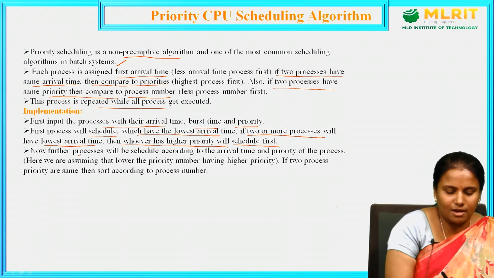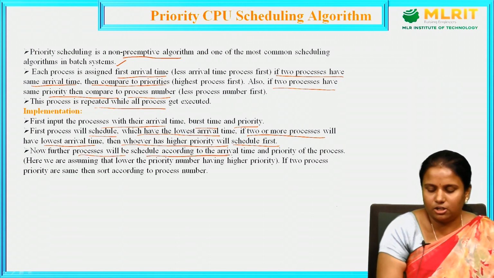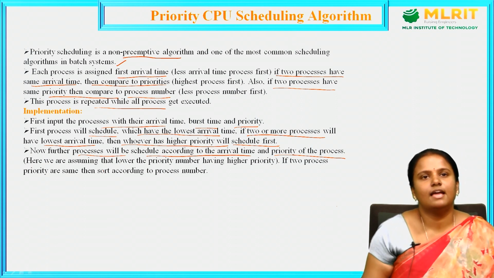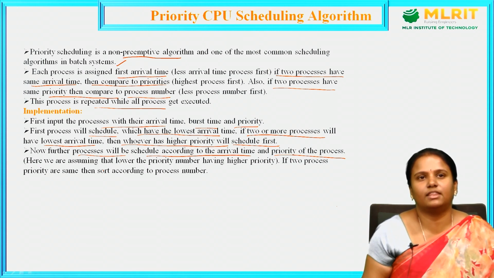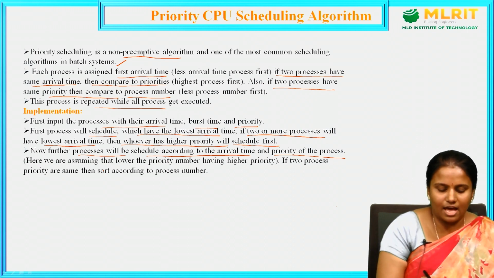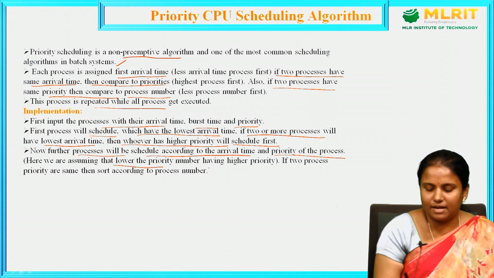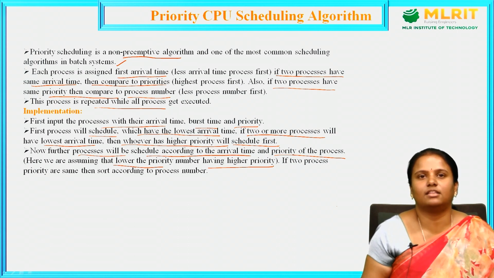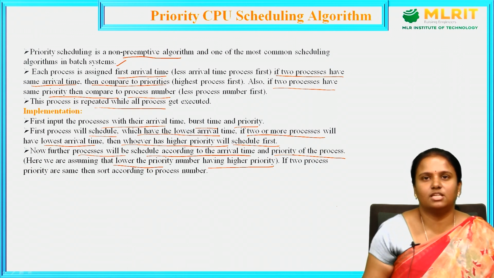Further processes will be scheduled according to the arrival time and priority of the process. Here we are assuming that the lower priority number has the highest priority. That is, the number which is least gets the higher priority. That is how this priority algorithm works.